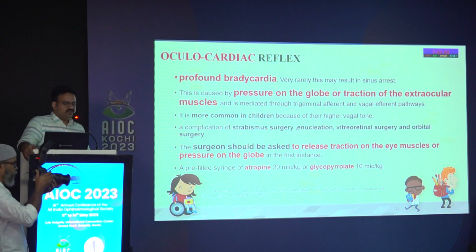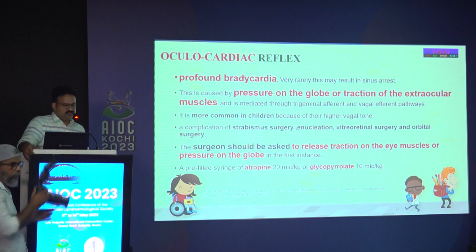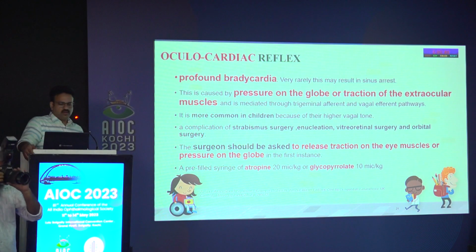Coming to the oculocardiac reflex, it is profound bradycardia, which very rarely can result in a sinus arrest. This is caused by the pressure on the globe and or the traction of extraocular muscles. That's more common in children because they have a higher vagal tone. It is mostly seen as a complication of strabismus surgery, enucleation, vitreoretinal surgery, and orbital surgery.